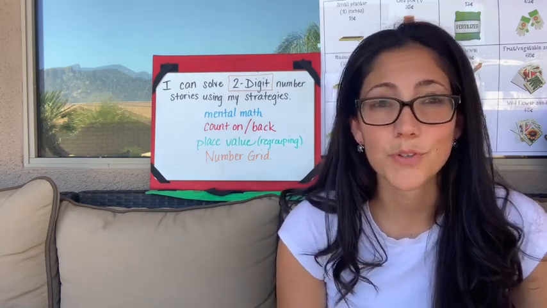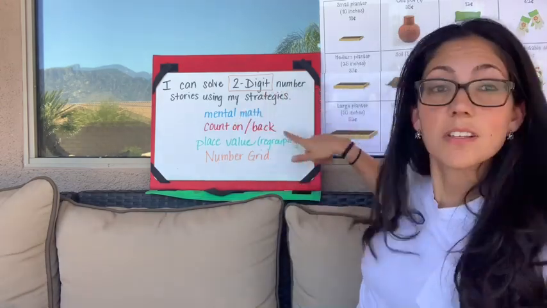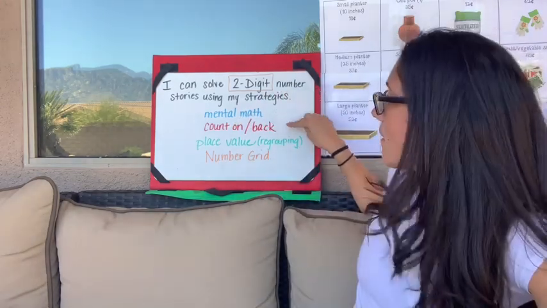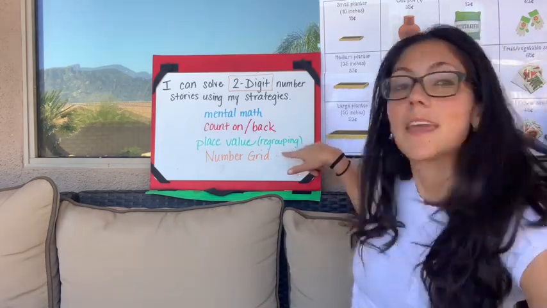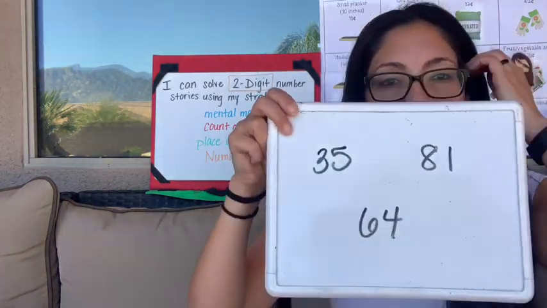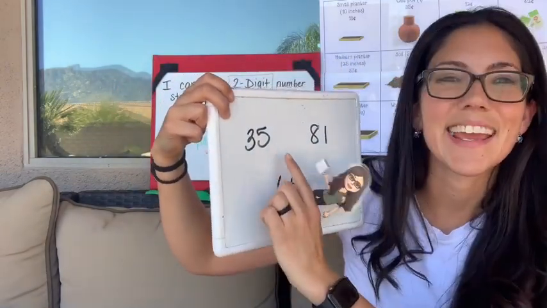Now, usually we have a ton of strategies that we can choose from, like number line and counters, but I narrowed down our strategies today to just these 4: mental math, counting on, counting back, place value, which you might know as regrouping, and number grid, because we're working with two-digit numbers, numbers that have a 10 and a 1.